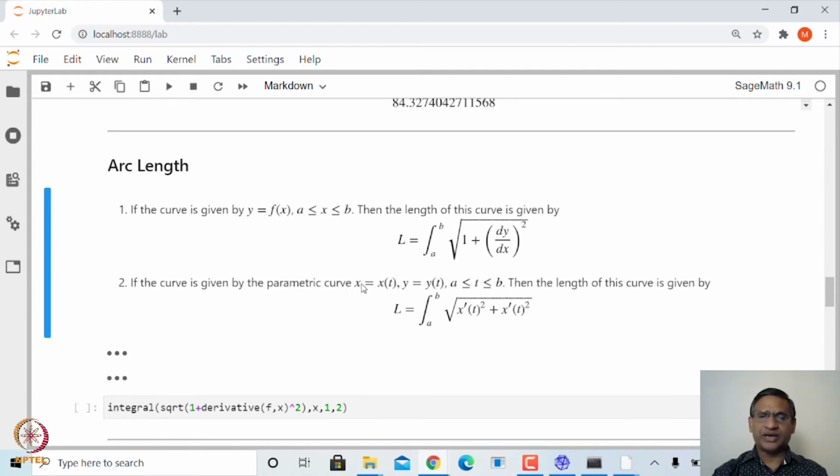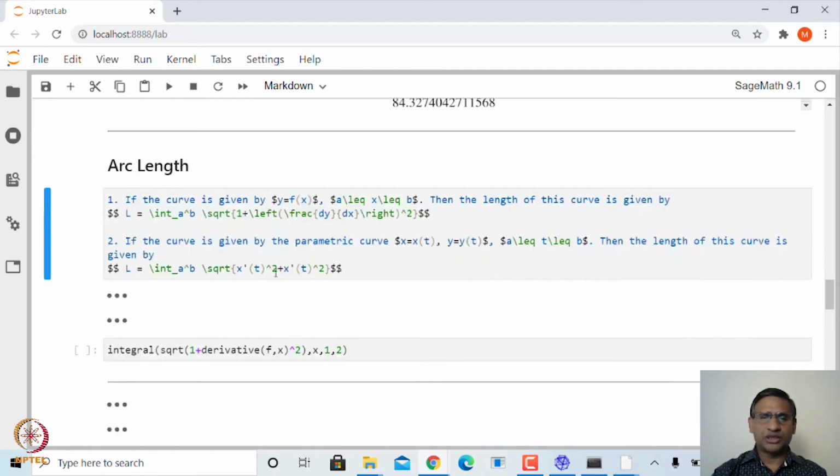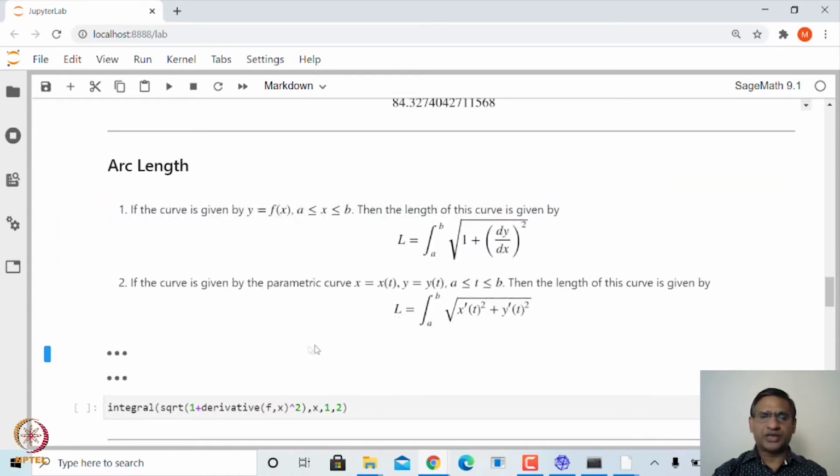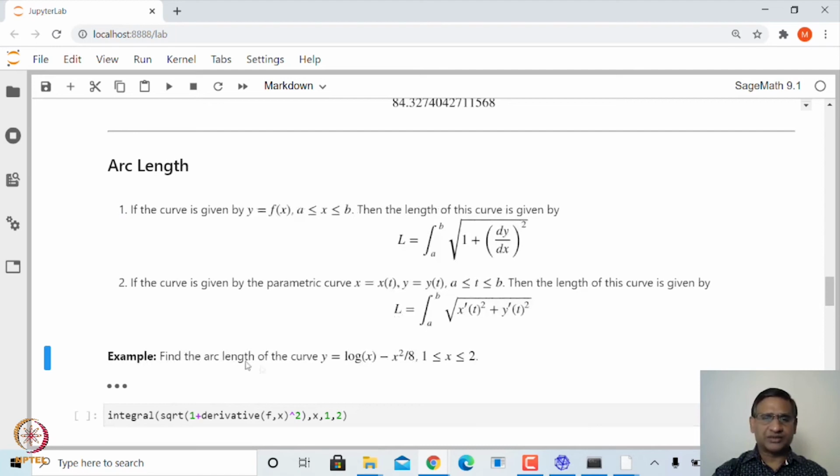Similarly, if you have a curve defined by a parameter, say x equal to x(t), y equal to y(t), then the arc length will be the square root of x dash t square plus y dash t square, and then integrate from a to b, right. So let us take a simple example.